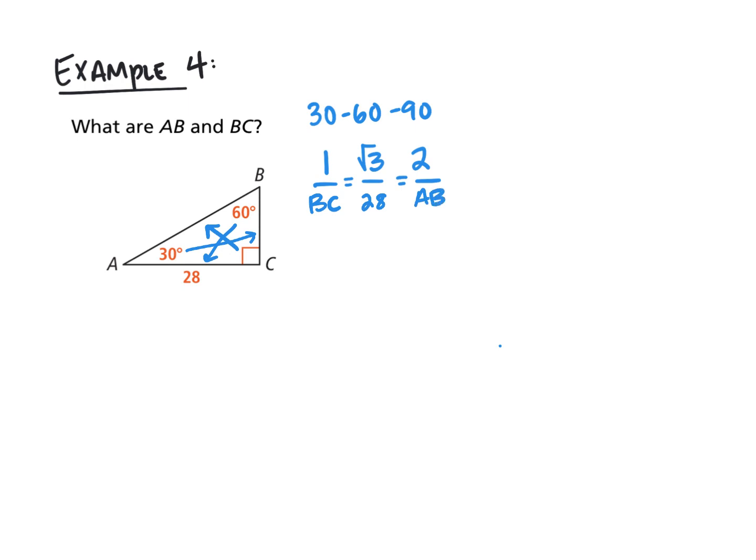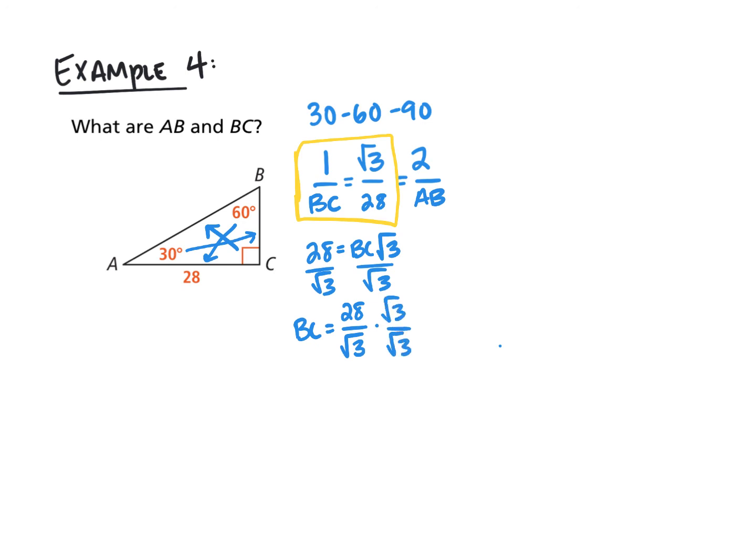Now I'm going to pick out two of these ratios and solve for something that's missing. So for instance, I can pick out these two ratios and solve for BC. So that's going to be 28 times 1 equals BC times the square root of 3. I'm going to divide both sides by the square root of 3. So BC equals 28 over square root 3. But I can't leave it like that because I have that irrational number in the denominator again. So I'm going to multiply by the square root of 3 over the square root of 3. And that's going to say BC equals 28 square root 3 over 3.